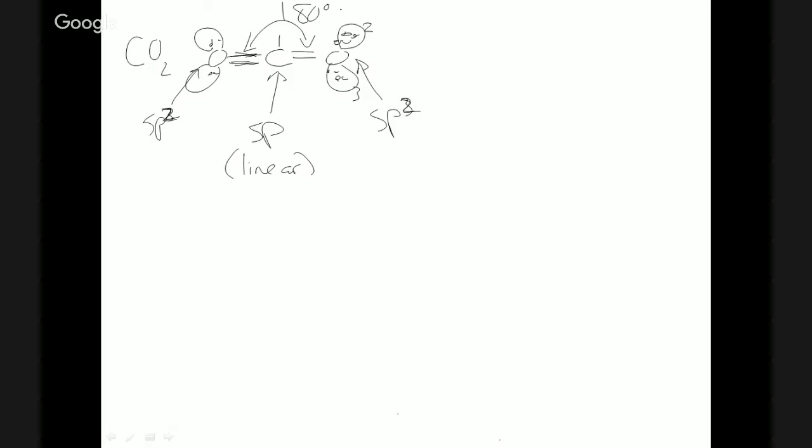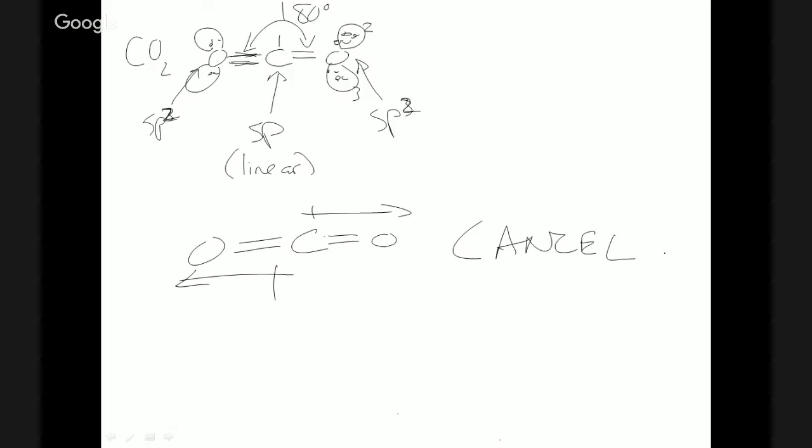And what is the net dipole? Let's draw it again, just to make it really clear. We've got a dipole this way, and we have a dipole this way. So what do they do? They cancel. Those dipoles cancel. There is no net dipole. Okay.